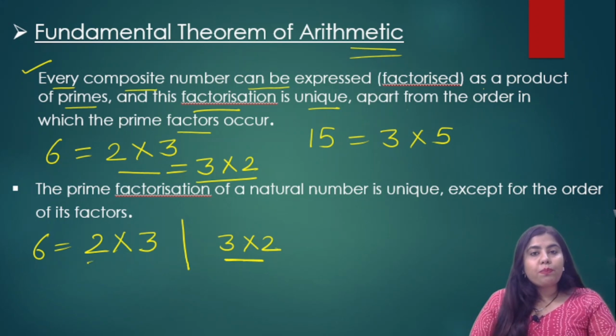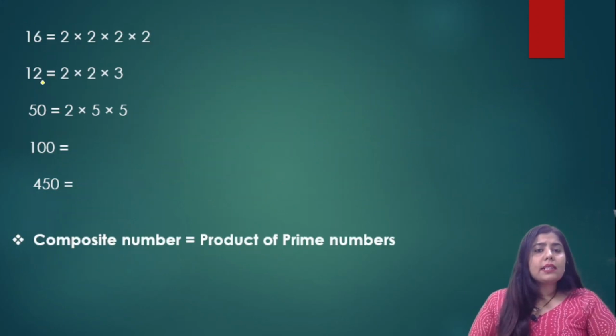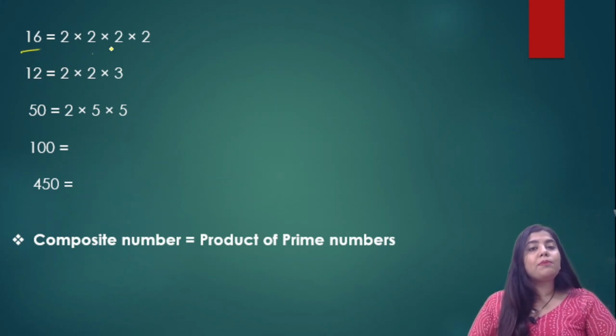Now this is the fundamental theorem of arithmetic, which means in a similar way we can express every composite number as a product of primes, and that factorization is unique apart from the order in which the prime factors occur. Let us take one more example. See 16. We can express 16 as a product of primes as 2 multiply 2 multiply 2 multiply 2. If we multiply 2 four times, then we will get 16. And there is no other way to express 16 as the product of primes, right?